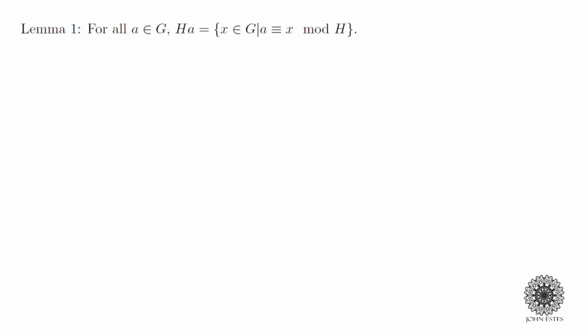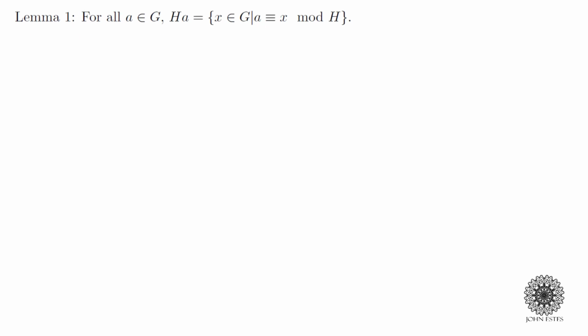Okay, so again, lemma 1 says for all A in G, the coset HA is the same as the equivalence class, all other things equivalent to A mod H. Okay, so I'm going to prove this. And so, first of all, let's let this bracket A mean that set of all the things that are equivalent to A mod H. That's just for notation purposes.